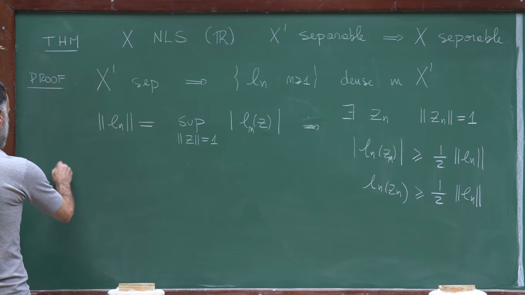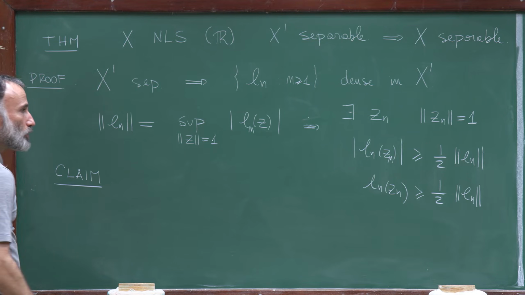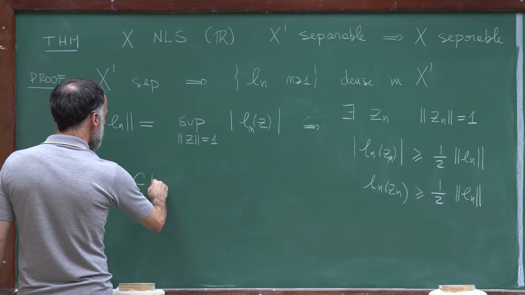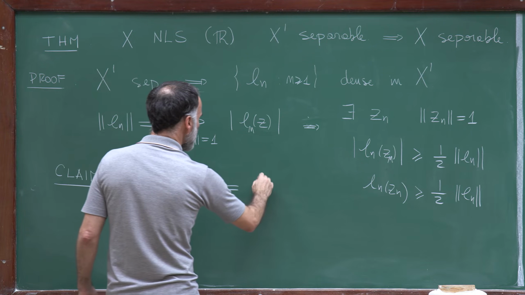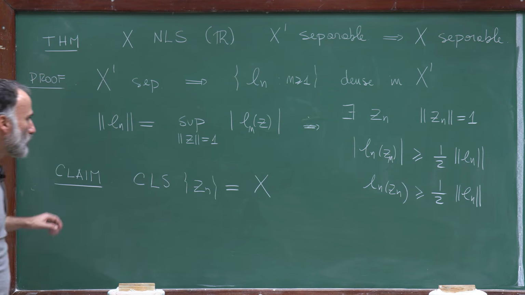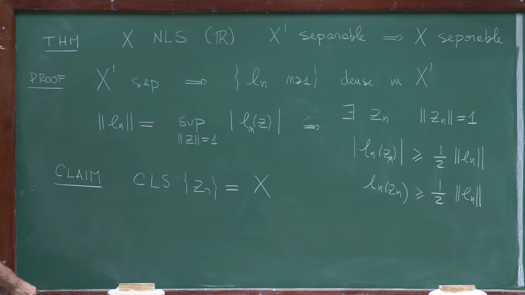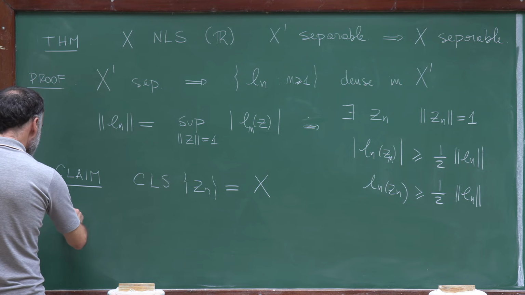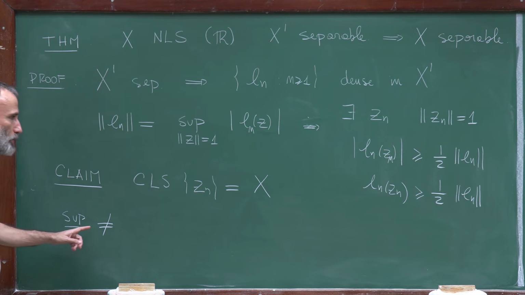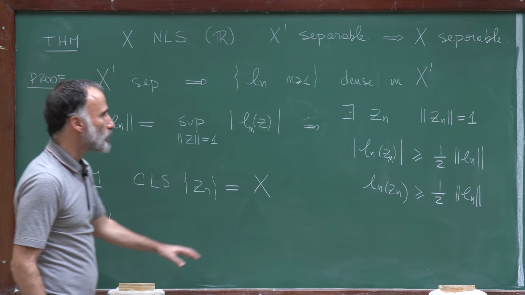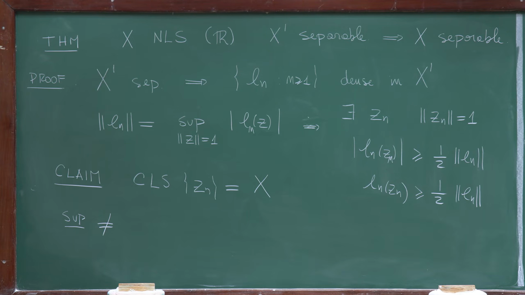And my claim is the following. What I claim is that if I consider the closed linear span of zn, then this is equal to X. This is the claim I will prove, and we will prove it by contradiction. So I will suppose that it's different, and I will get a contradiction from that.